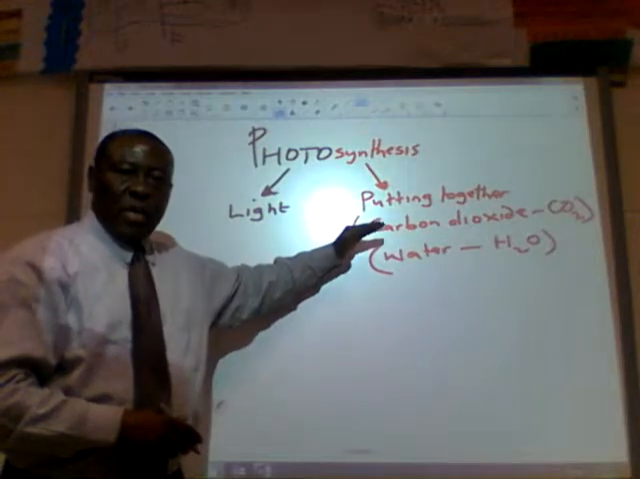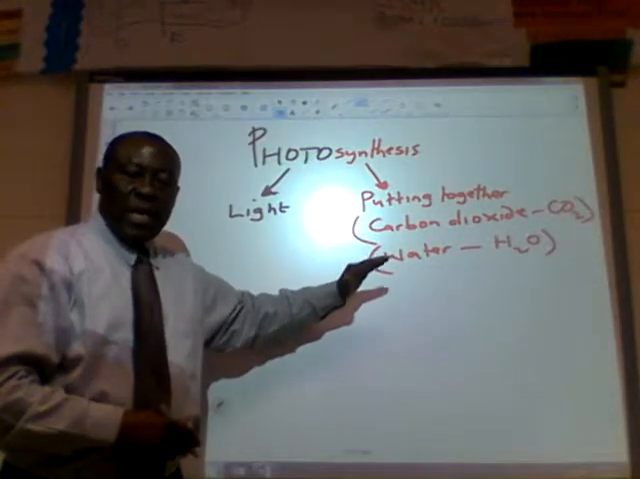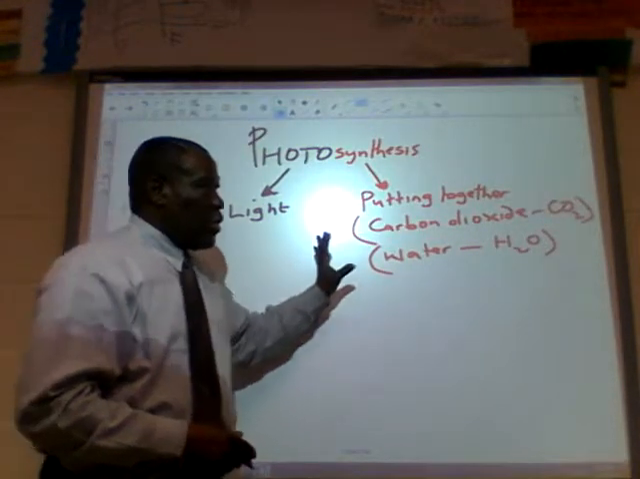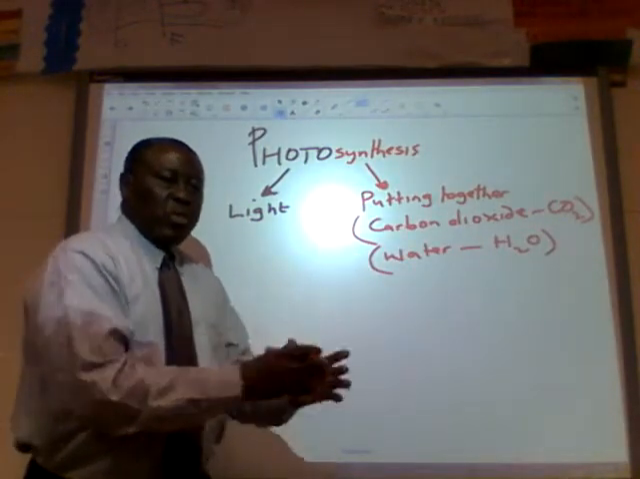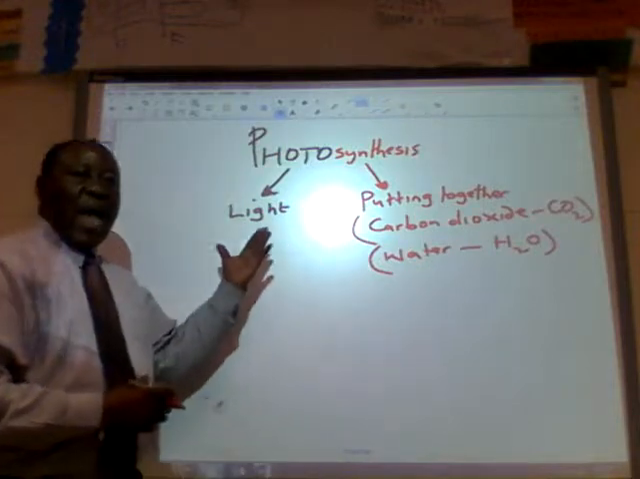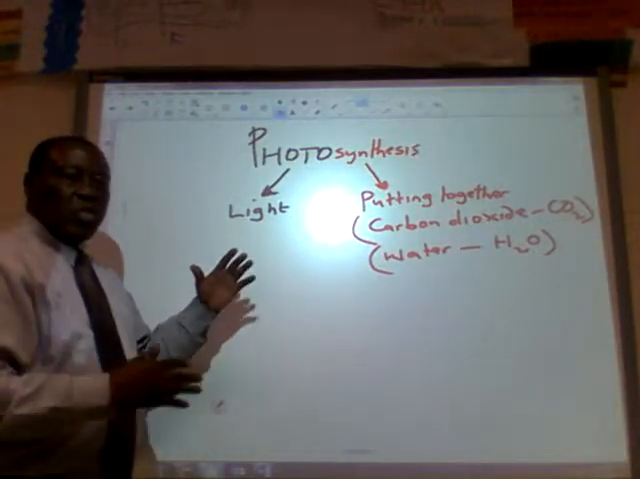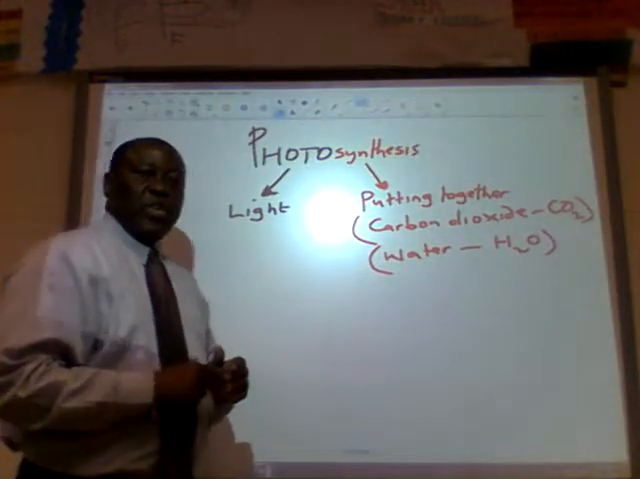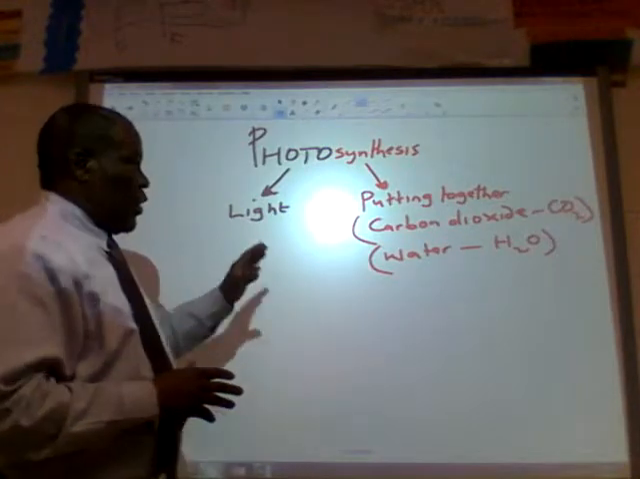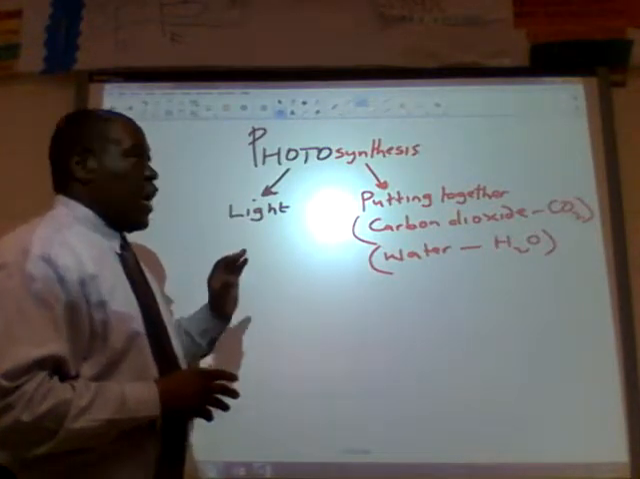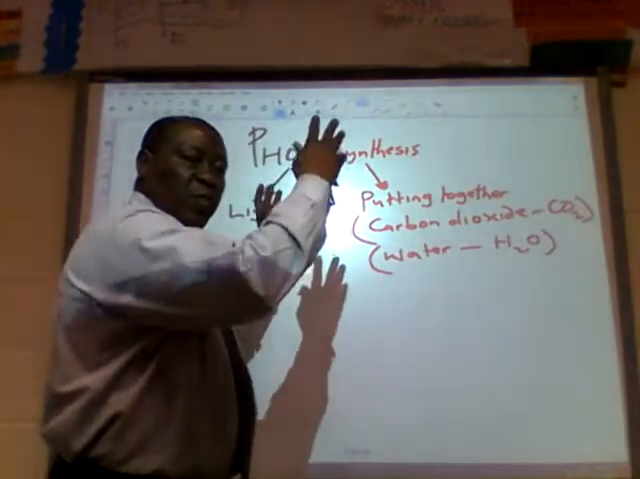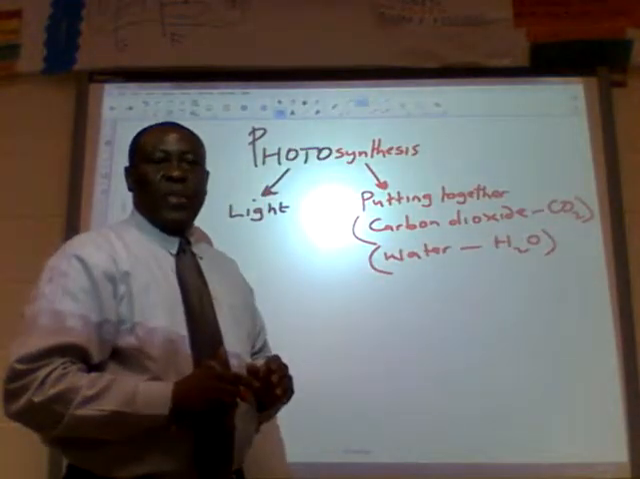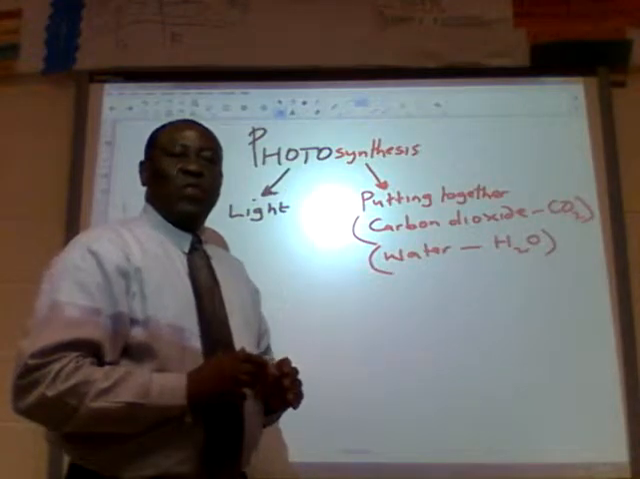One of them is water, and the other one is carbon dioxide. But in order for these to actually be put together, to combine to make something, there has to be light. So the two important things that you need to know for right now, you need to have light, and you need to have carbon dioxide and water in order for photosynthesis to occur. Now, let's see how all of this unfolds.